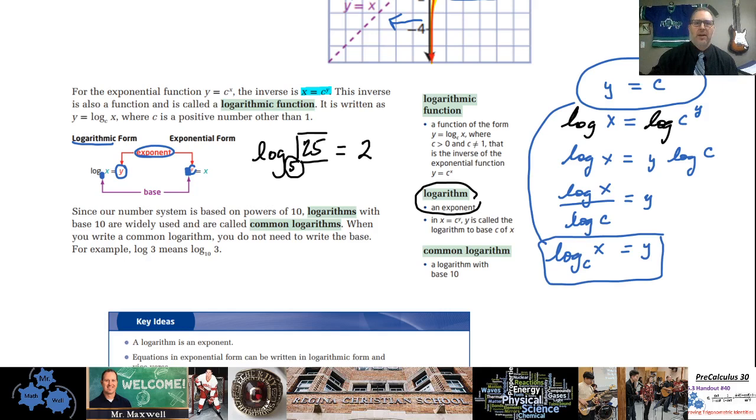If we do not have a base stated, if something looks like this, then that base is understood to be base 10, the common logarithm. Okay, so it's basically 10 to what power?